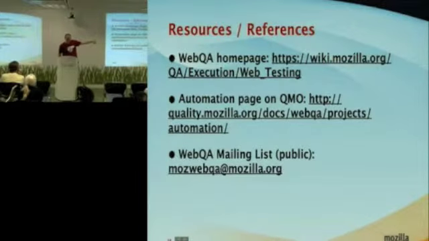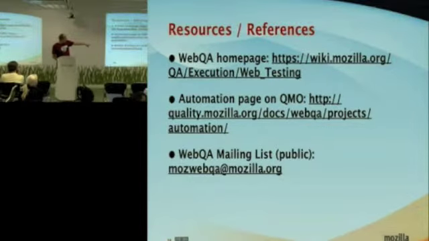But anyways, the top is our homepage, the WebQA homepage. It's a wiki, as you can tell, a Deki wiki. The automation page on QMO. QMO is our quality.mozilla.org. That's kind of the hub for Mozilla QA, both client Firefox and the web QA as well. And we'll be migrating stuff over as time permits.